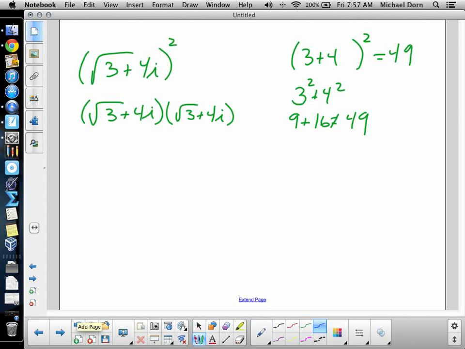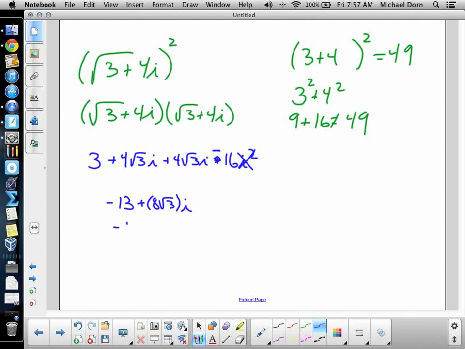So I FOIL it out. Root 3 times root 3 is 3. Root 3 times positive 4i is plus 4 root 3 i, plus another 4 root 3 i, then plus 16i squared. i squared is negative 1, so that's going to be minus 16. And now we have to combine like terms. 3 minus 16 is negative 13. 4 root 3 i and 4 root 3 i gives me an 8 root 3 i. Or, if you want to do it this way, it really doesn't matter.